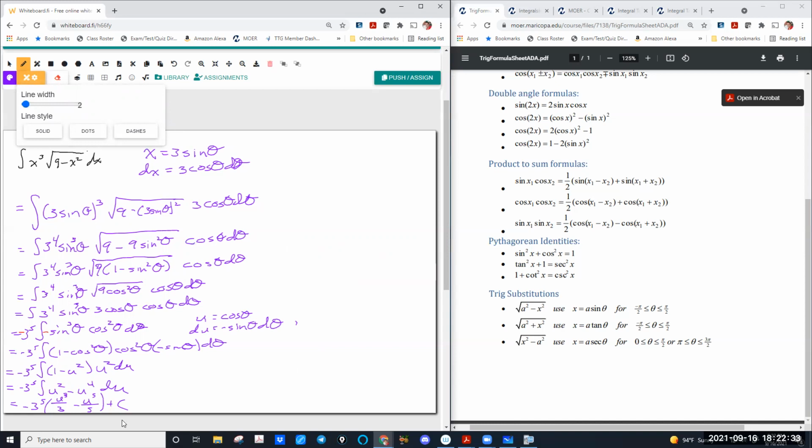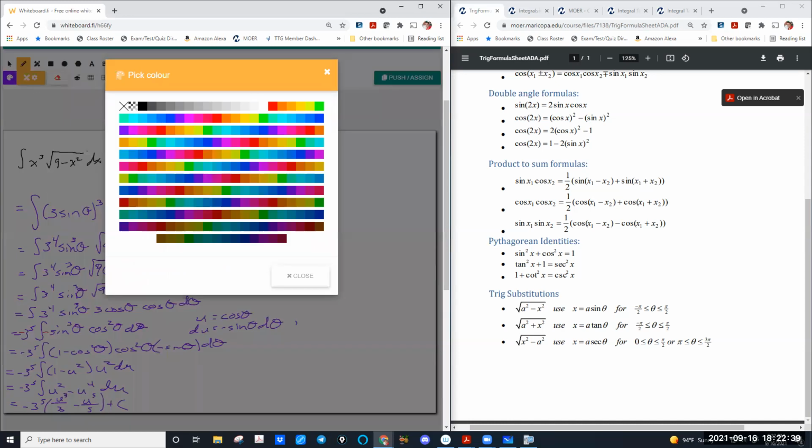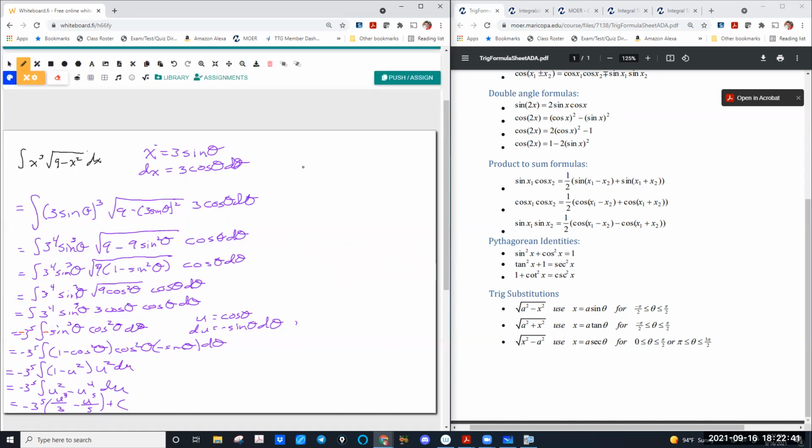Okay, so let's sub back, and for organization, I'm going to change colors, because there's something I want you to see about subbing back with trig sub. The first one is pretty straightforward. It's the same subbing back you do with your u sub. u is cosine of theta. We need to get that in there. So negative 3 to the 5th.